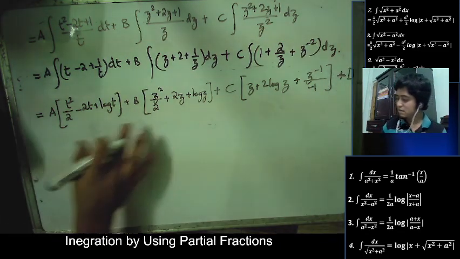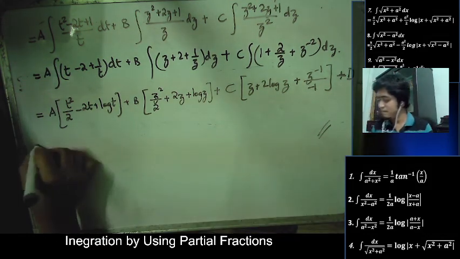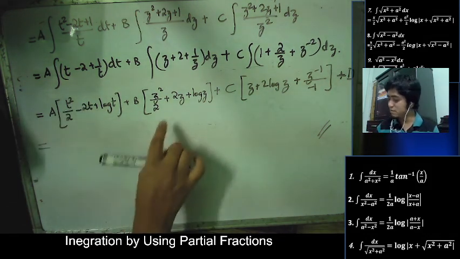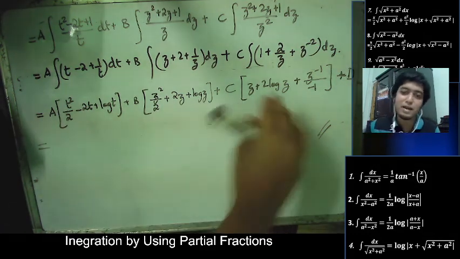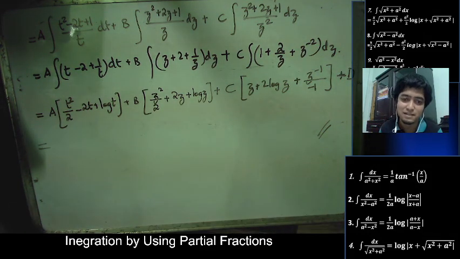So substitute the values of a, b, and c, substitute the value of t, substitute the value of z, change everything back into x. That will be the final answer.